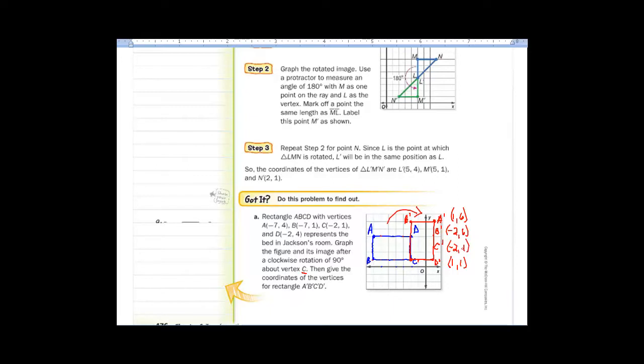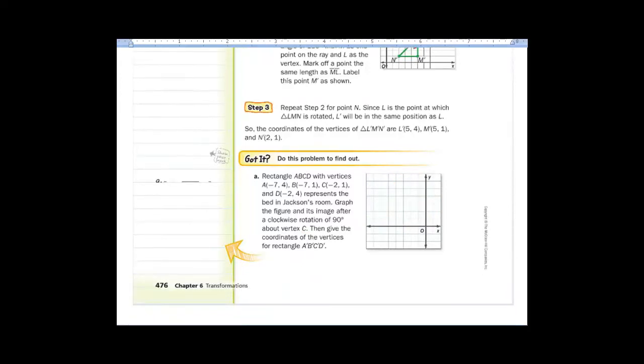Okay. So this is where, like I said, with rotation, sometimes you have to cock your head to the side, sometimes you have to turn and rotate your paper. Whatever you need to do, that's what I would do. All right, moving down.